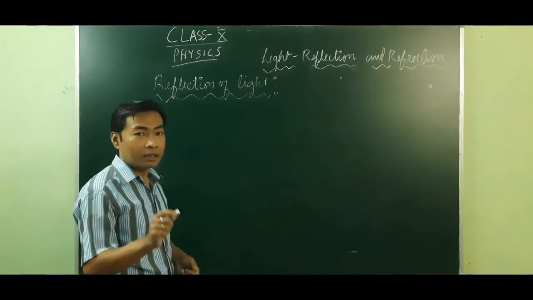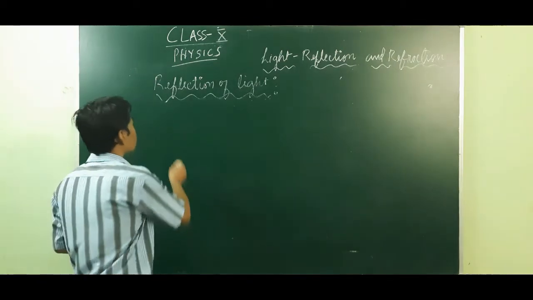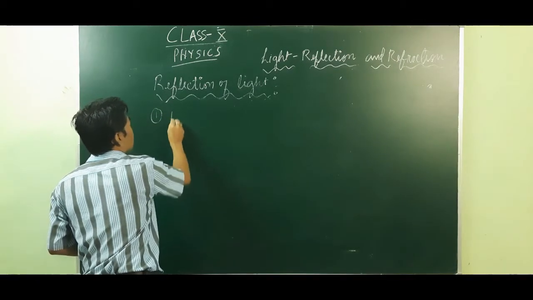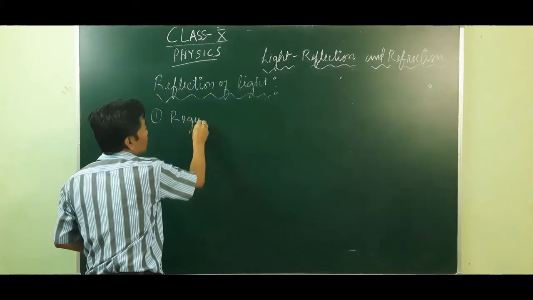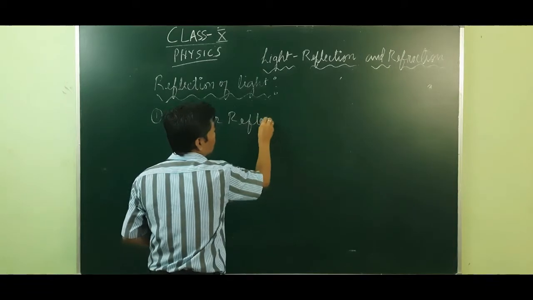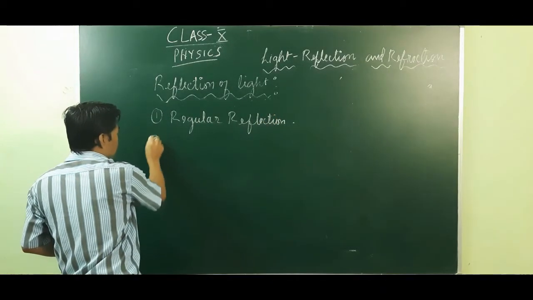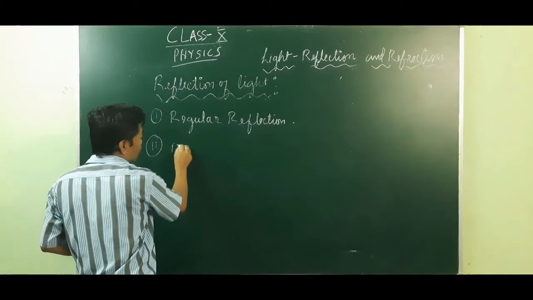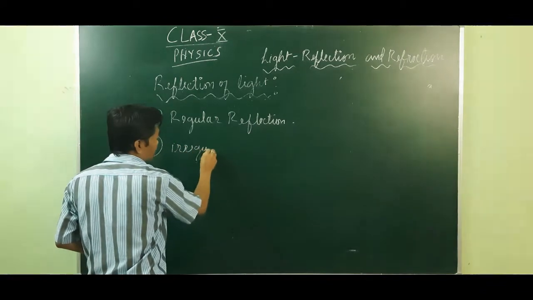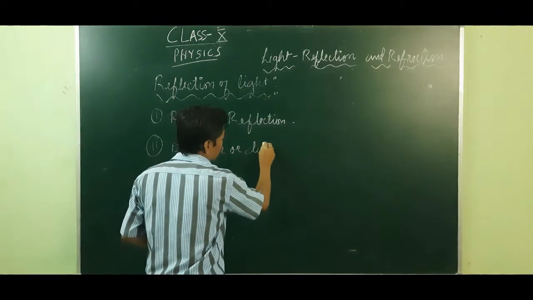Now we will learn about the two types of reflections. There are two types of reflections. One is regular reflection. Second is irregular or diffuse reflection.